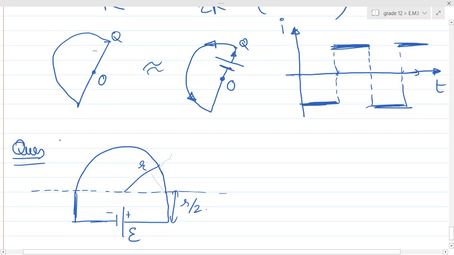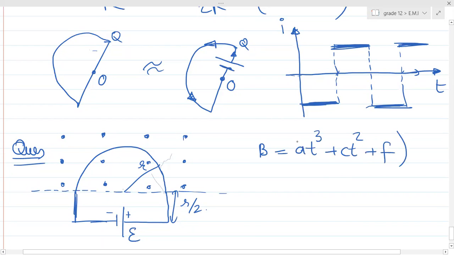So, guys, can you see a loop over here? Everyone is able to see a current carrying loop, right? Now, can you see over here this magnetic field? There is magnetic field only in the part where there is this semicircle. The figure shows a conducting loop of which the semicircular part lies in the magnetic field, which varies with time as B is equal to AT cube plus CT square plus F. So basically, this is the magnetic field, in Tesla.